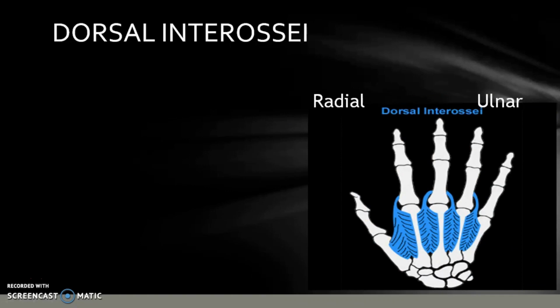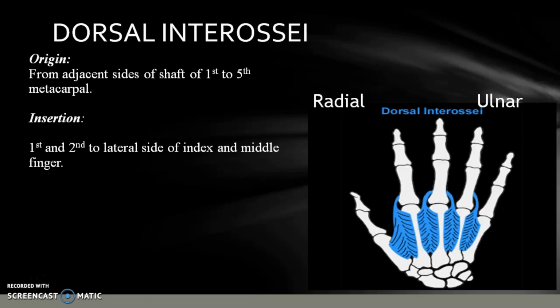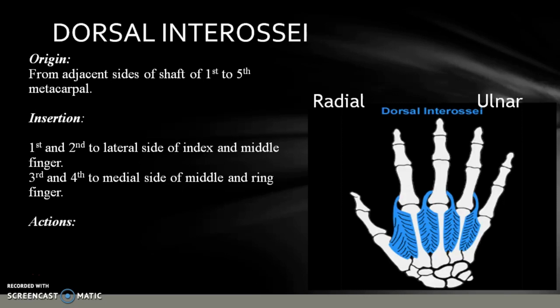Now talking about dorsal interossei. In palmar interossei we have unipinnate muscle fibers. Here we have bipinnate muscle fibers. The dorsal interossei take origin from adjacent sides of the shaft of the first to fifth metacarpal bones. So all the metacarpal bones contribute to the origin of dorsal interossei. The insertion is as follows: first and second dorsal interossei to the lateral side of the index and the middle finger, and third and fourth to the medial side of the middle and ring finger.